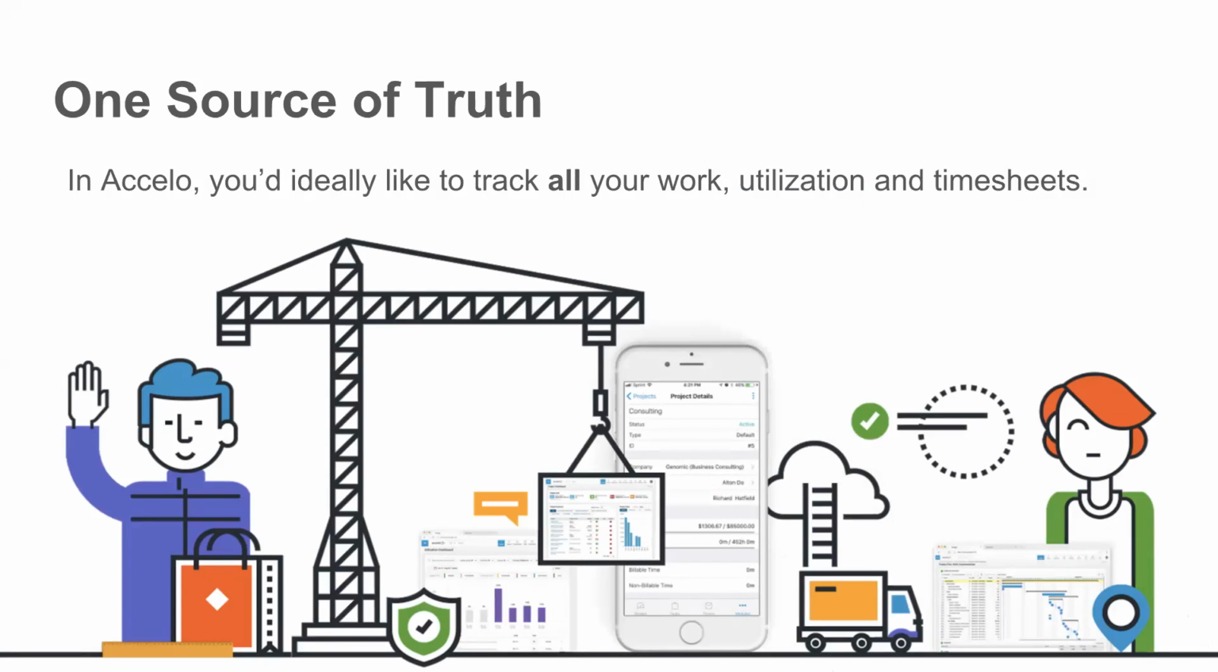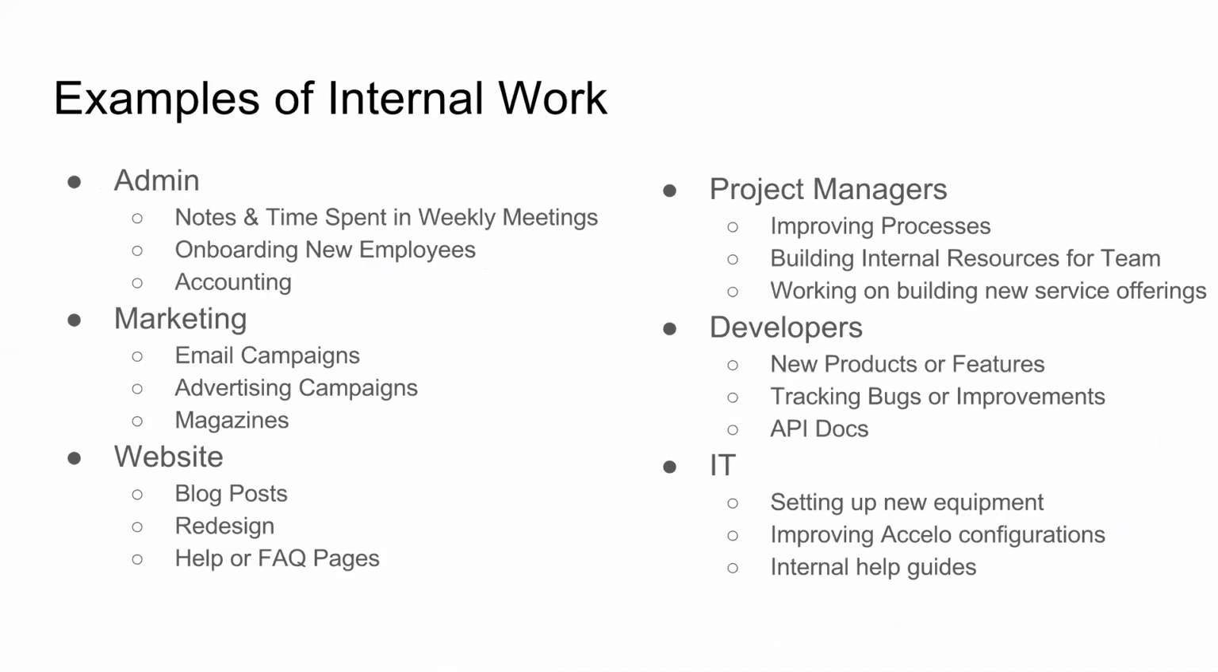So again, in Accelo, you'd ideally like to track all your work utilization and timesheets for all the individuals on your team. And from an individual perspective, you'd like, say, your admin team to know all the time that you're spending on those internal activities, which is maybe the reason why your billable hours are down for the week. So again, for this session, we're looking to bring in a lot of other types of work that you might do for your team, separating it out into 6 different parts, just as examples.